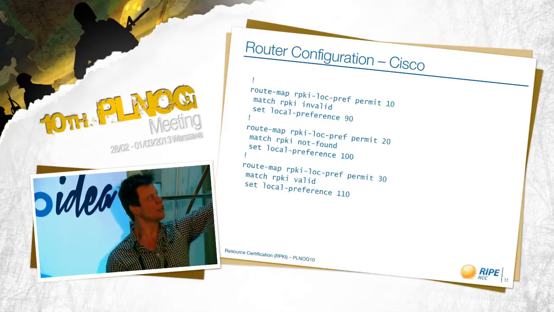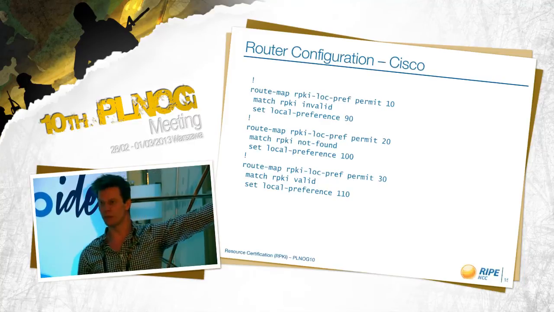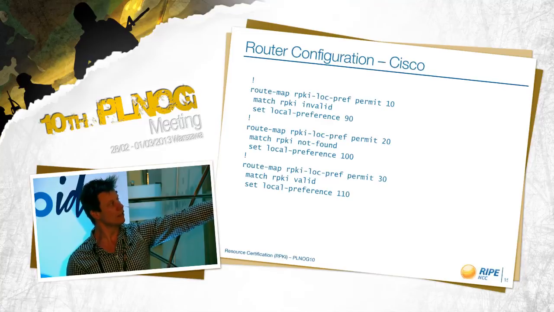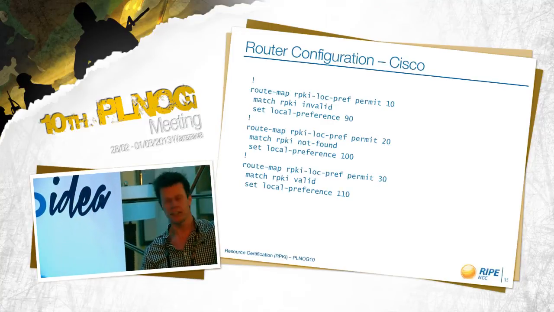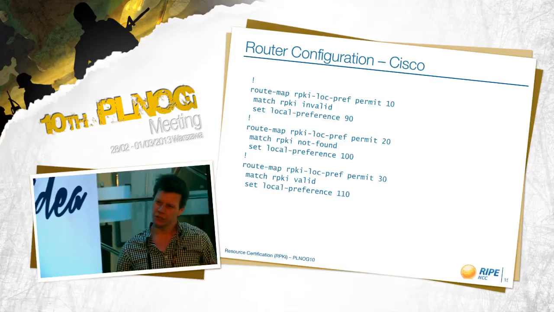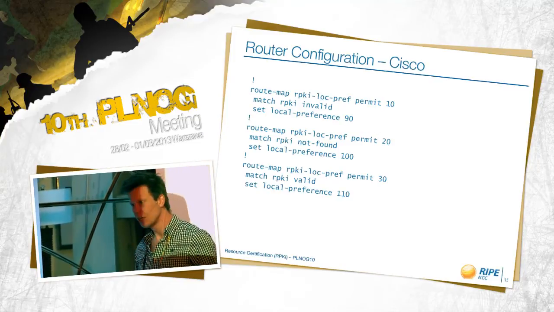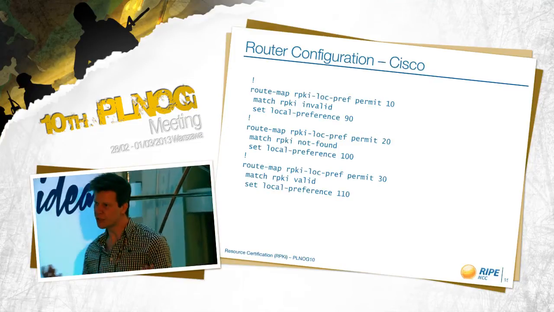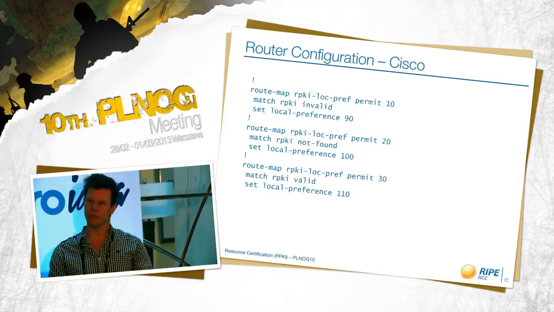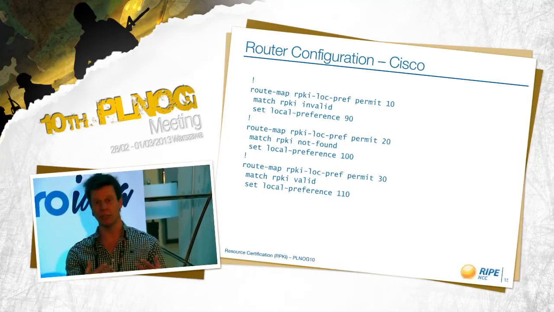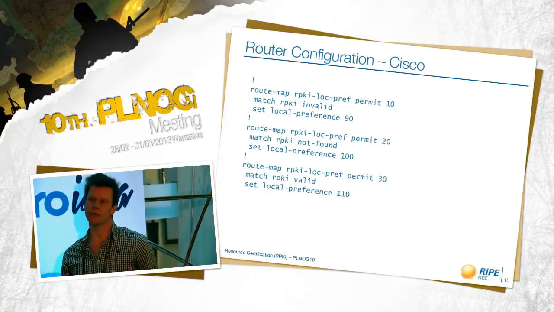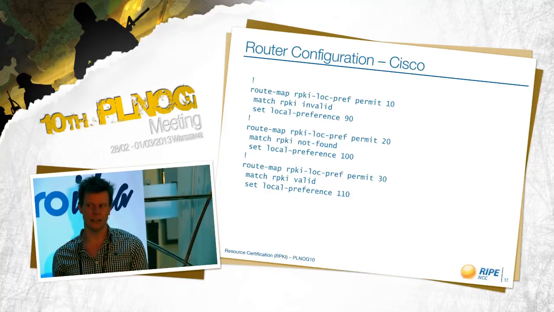You can say match RPKI not found somewhere in the middle at 100, and match RPKI valid, I give it a higher local pref. So you sort of see the natural order of how you would use these three validity states. You would prefer something that is valid over something that is unknown, and you would prefer something that is unknown over something that is explicitly invalid.